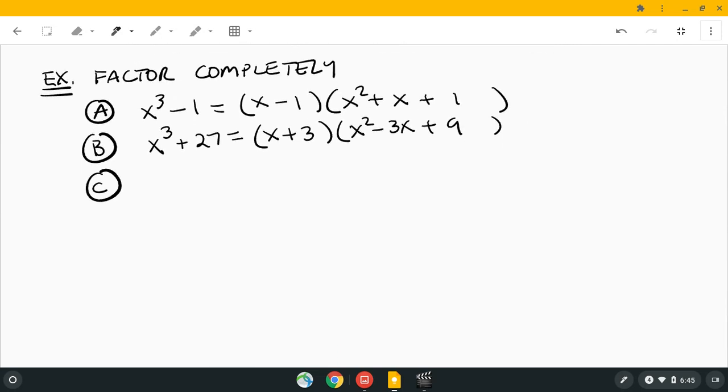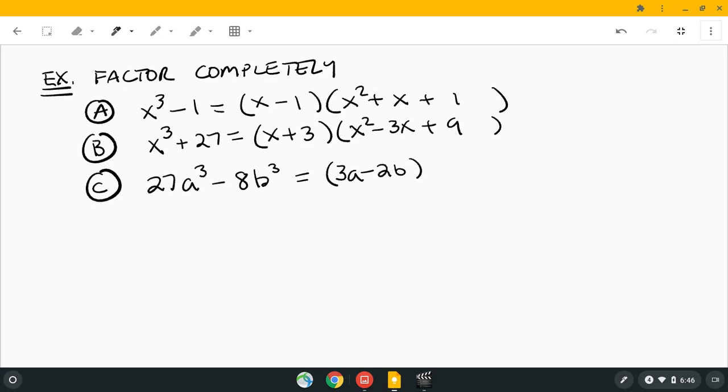Let's try another one. Let's take a look at this one. 27a cubed minus 8b cubed. Okay? So identify what's being cubed here. That would be a 3 and an a. 3a. Okay, so 3a is being cubed here. And over here, 2b is being cubed.